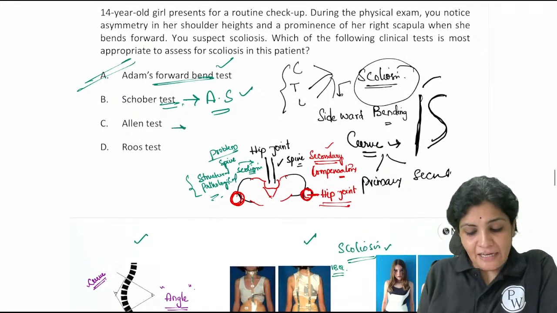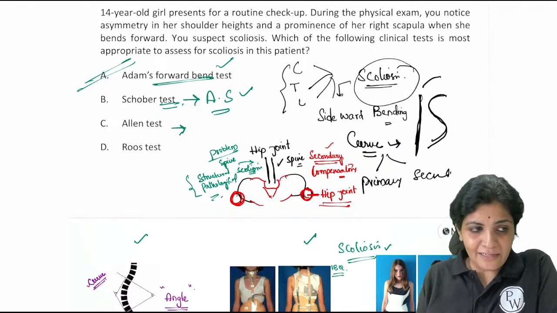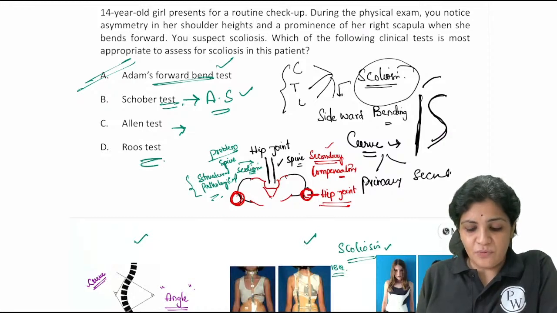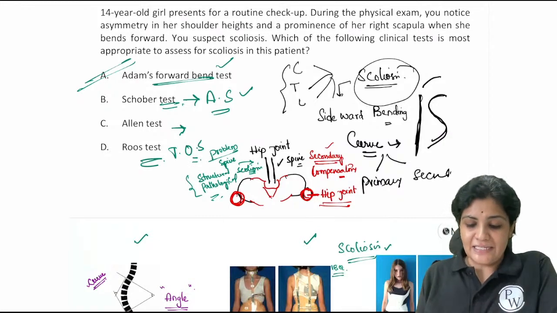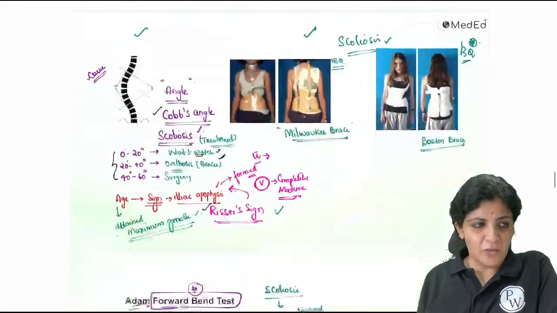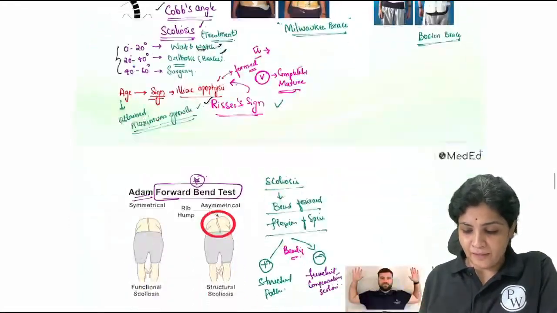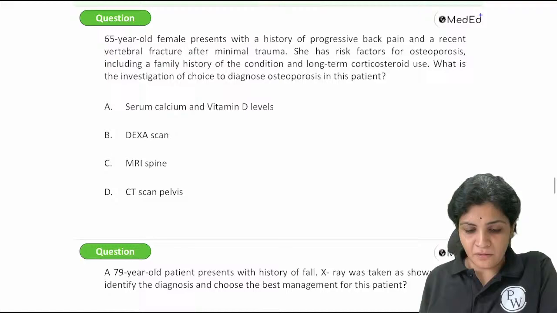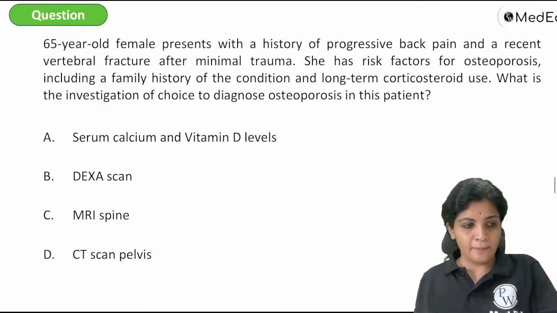And Allen's test again is for the patency of the ulnar artery and the radial artery. And then Roos test we have already learned here that it is for thoracic outlet syndrome. So this is about the various tests again. Moving on to the next question.